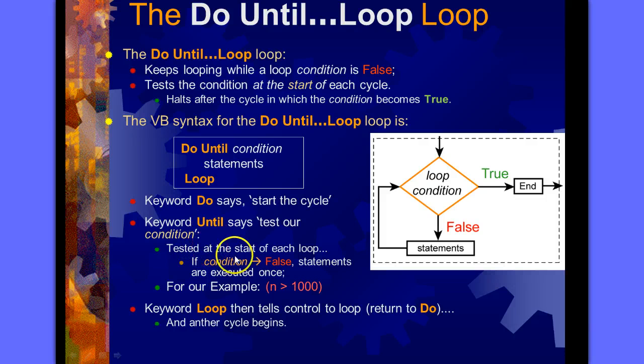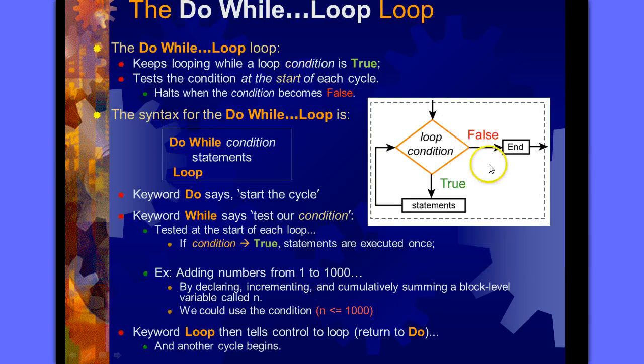So test at the start of each loop. If the condition is false, the statements are executed. For our example, we would have n is greater than 1,000. The keyword loop then tells the control to loop or return to do. This tells us to go back, and another cycle begins. Okay, so this one, if it's true, it ends, whereas this one, if it's false, it ends, right? So they're different.